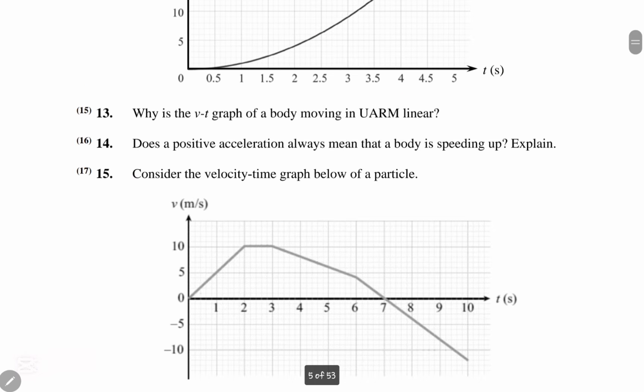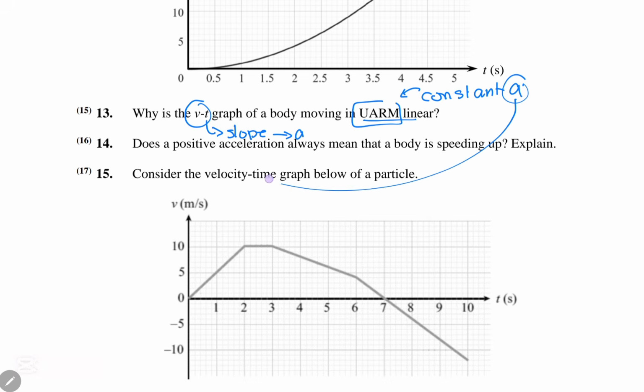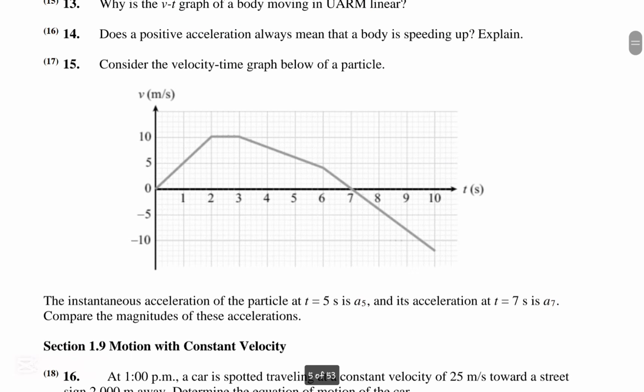What does it say in question 13? Why is the velocity time graph of a body moving in UARM linear? So VT graph. What is the slope of the VT graph? It is the acceleration, right? Now, UARM means we have a constant acceleration. If we have a constant acceleration, that means our slope is constant. If our slope is constant, then we get what? We get a linear function. Okay, that's it for question 13. We'll move on to question 14.